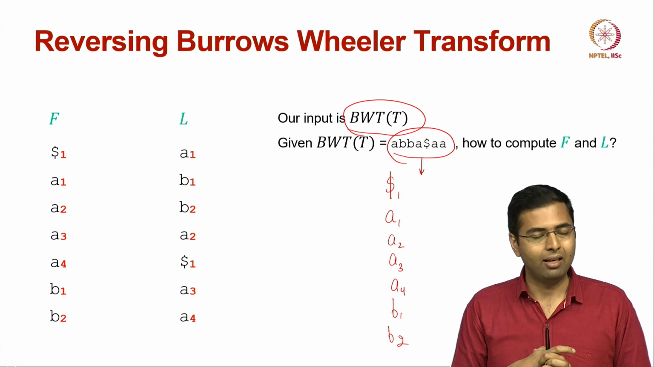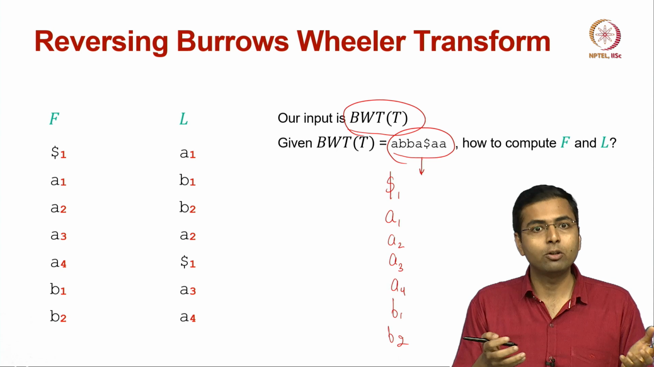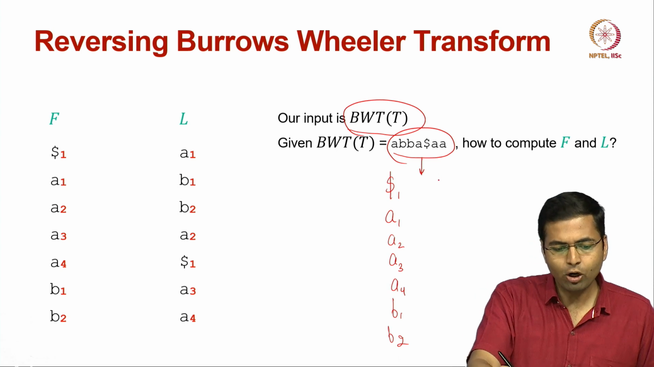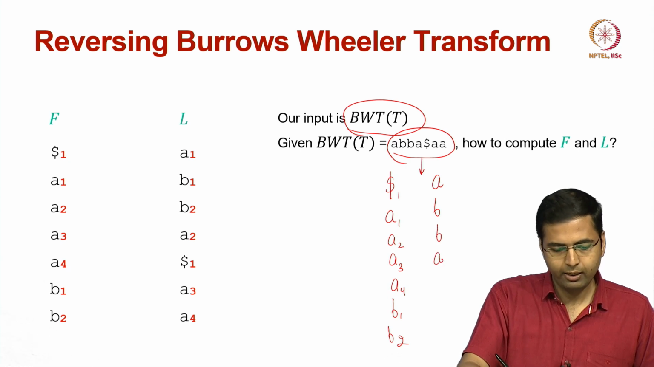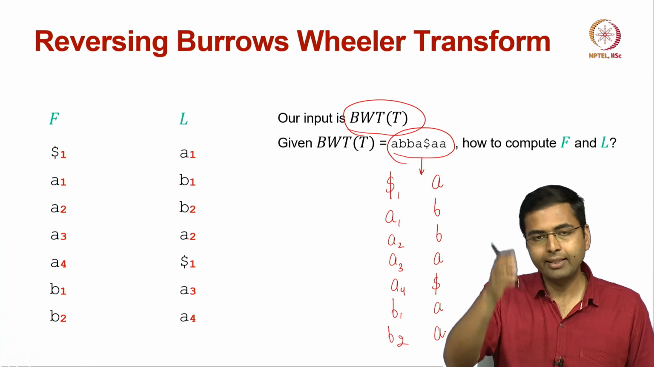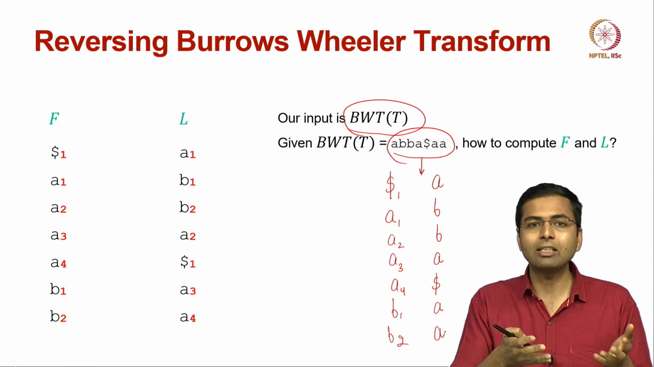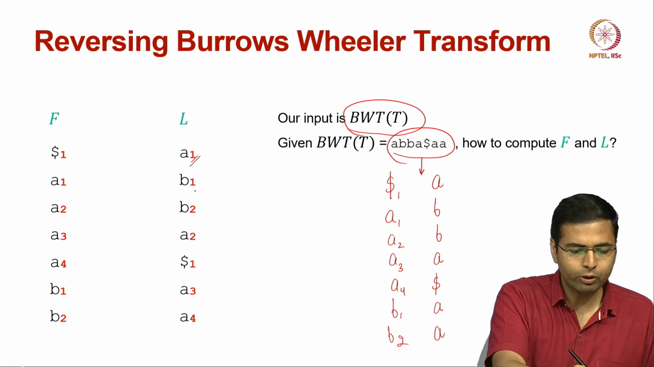What about column L? Well, column L, at least the characters, are equivalent to the Burrows Wheeler transform. So, if you think of column L, we just have to list all the characters in the Burrows Wheeler transform. That is, I just listed the Burrows Wheeler transform, which is basically the last column. But what about the ranks? So, what about these red symbols?